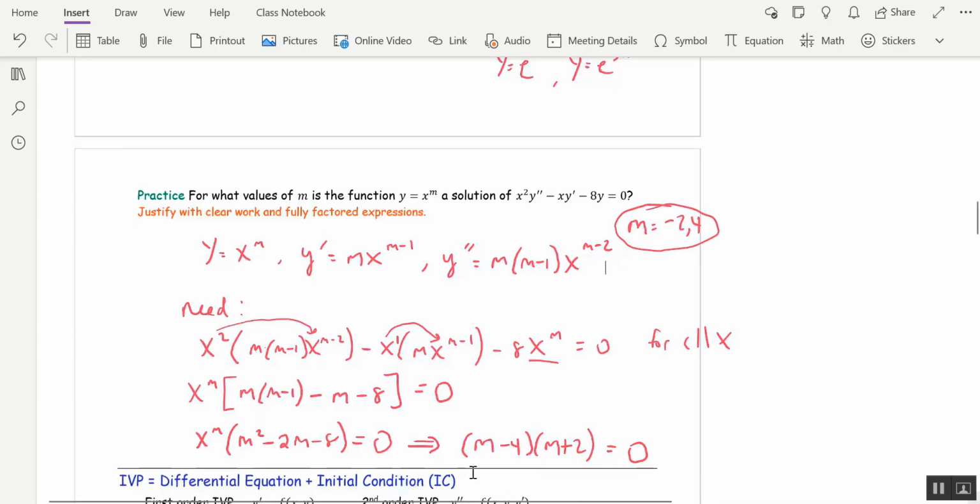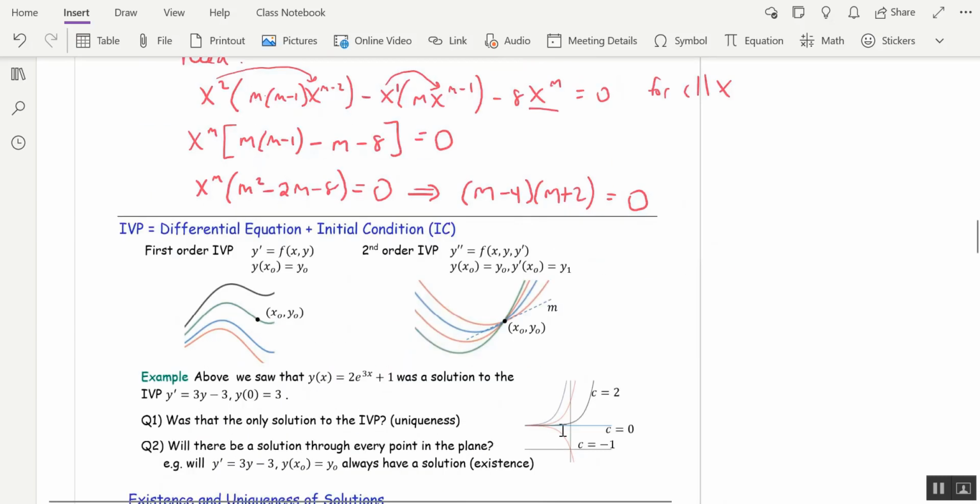All right, last topic of the day, the IVP. An IVP is a differential equation and an initial condition. If you have a first order IVP, you need to be told what point your solution passes through to uniquely determine the solution curve. So you'll have a family of solutions, maybe y equals x squared plus c. And if you're given what point the solution curve passes through, you can determine c. And so you'll have one initial condition.